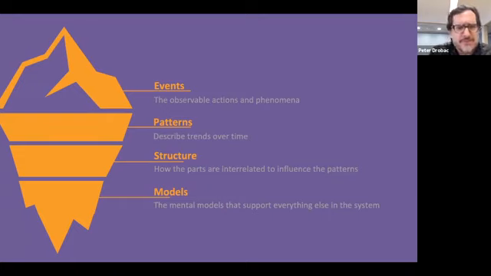And then finally, the deepest level of the iceberg and the deepest level of the system are the mental models, right? These are less tangible. These are the norms, the ideas, the belief systems, and the mental models that are ultimately driving everything else above it. It's why the system exists the way it exists, why we accept it the way it is, and what our belief systems are that are fostering it.